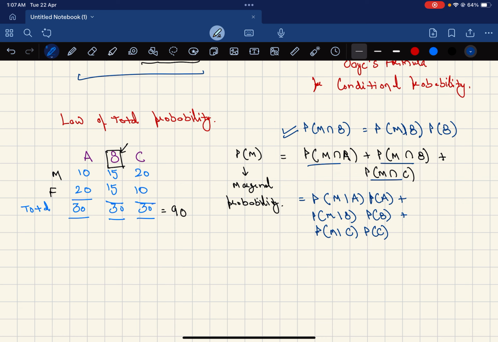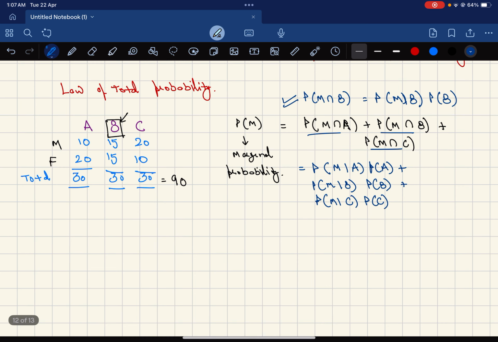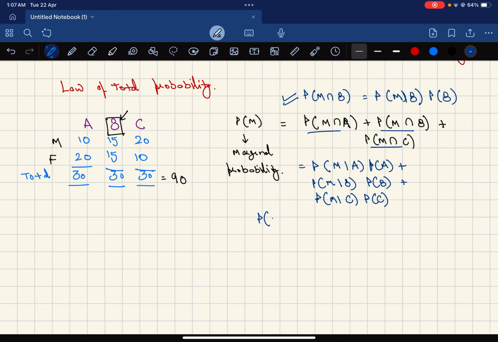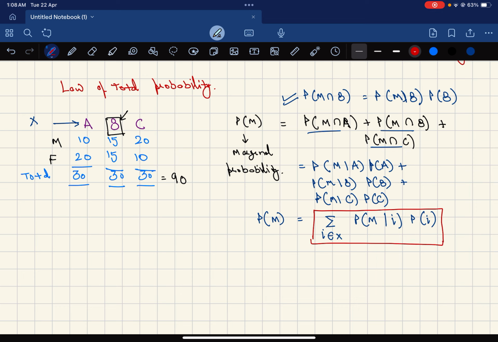So once again, there are three classes here, therefore we have three terms here. Now this can be written in a more generalized way. P(M) is nothing but, let us say this particular variable is the X variable. So we'll write i belongs to X, and we have the probability of getting an M from i multiplied by P(i). So what this summation does here is it is only adding up all the possible values of X here, which is the class.